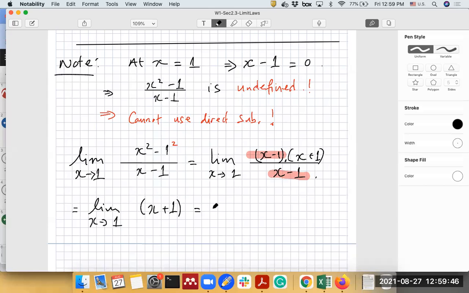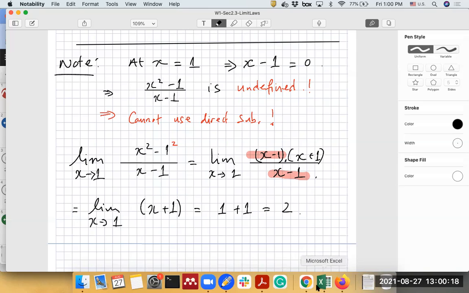Good job. Right. Now we can use direct substitution, right? So it will be, yes, 1 plus 1 is equal to 2. Great. Well done. So now, do you all get the same result? Very good.